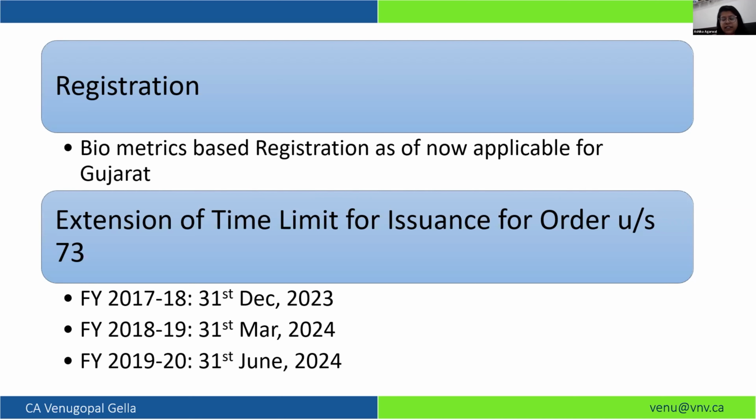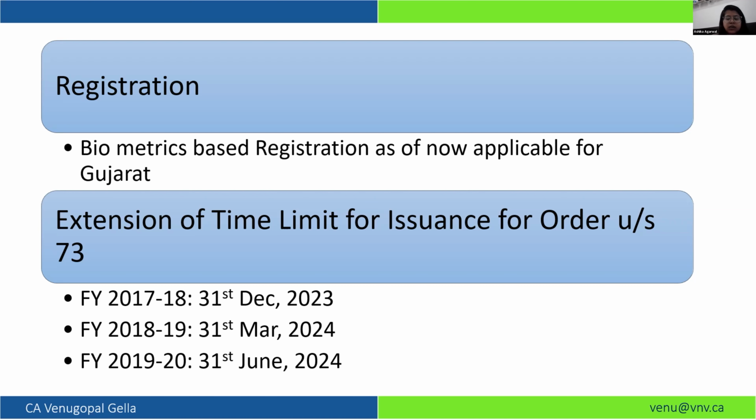Another important update which they have made is about the extension of the time limit for issuance of order under Section 73. Now, what is 73? 73 is prescribed for the issuance of notice and order in case of non-fraud cases. As we know, every proceeding under GST is time-bound. For everything, they have given a time limit within which an officer has to do his work. Similarly, being an SSE, we also have to comply within that time limit.